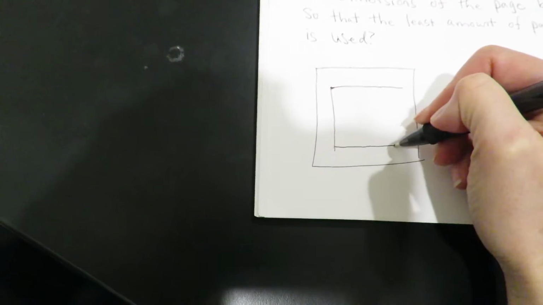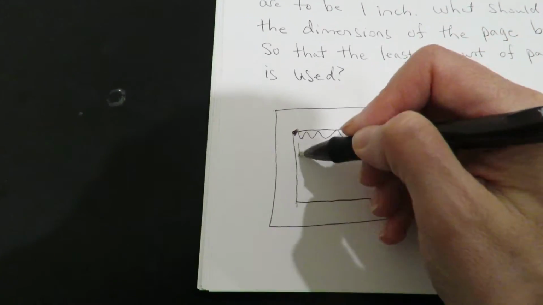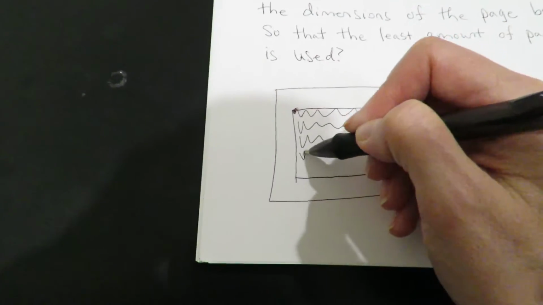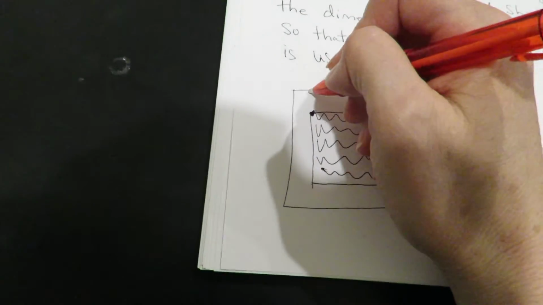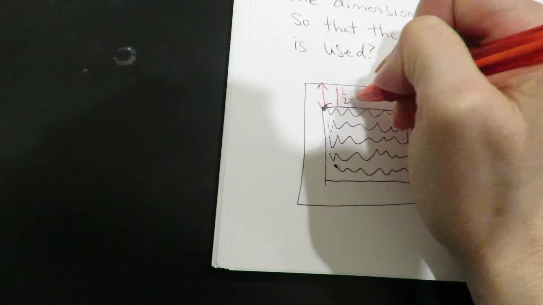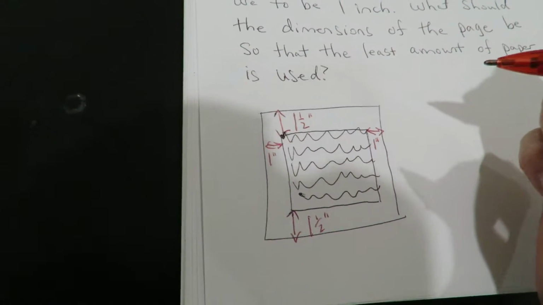Just so you can have a visual here, you want to write some words on the page, and the words are going to take up a certain amount of area on the page. The requirements specify that the top and the bottom have to have a 1.5 inch margin, and the left and the right have to have a 1 inch margin. That's the idea.